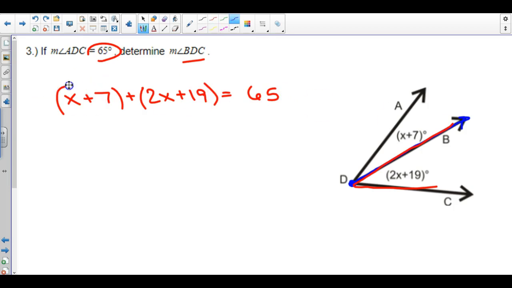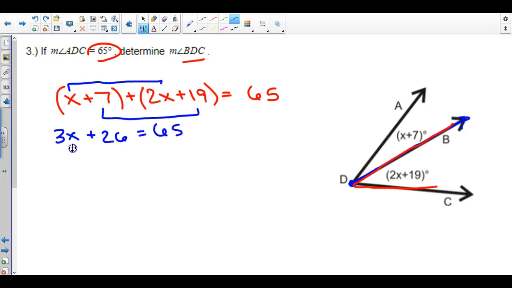So a little bit of algebra, we just want to solve this. X plus 2x is 3x. Combining like terms, I have 19 plus 7, which is 26. And that is equal to 65, and then 3x equals 65 minus 26, which is 39. And then divide both sides, so x comes out to 13.